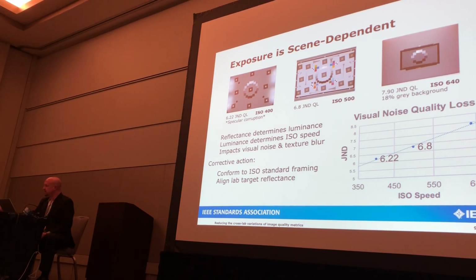Reflectance determines luminance, which determines ISO speed, which impacts visual noise and texture blur. To improve alignment between these results, we need to conform with the framing and reflectance requirements of the ISO standard, which calls for 15 to 25% reflectance. Although we should ponder whether this is truly representative of actual real-world scenes.